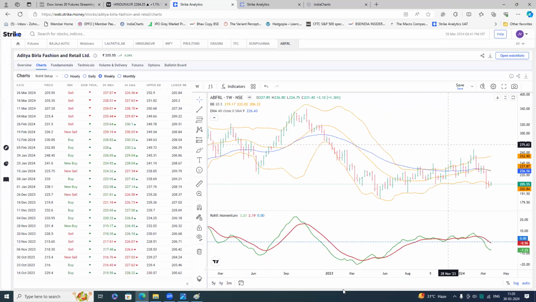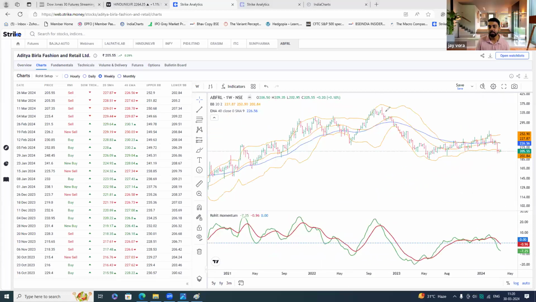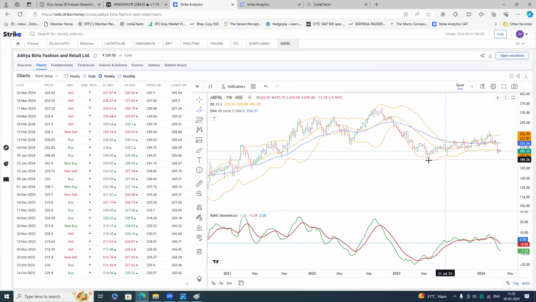So see, if you look at it technically, it is very weak. That is because over here there was a decline, then this appears to be just a consolidation that has happened. In fact, this may look more like a bear flag, right?